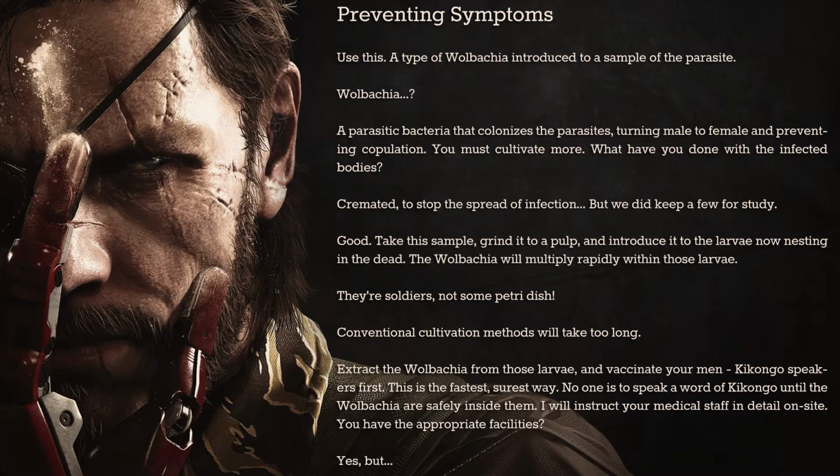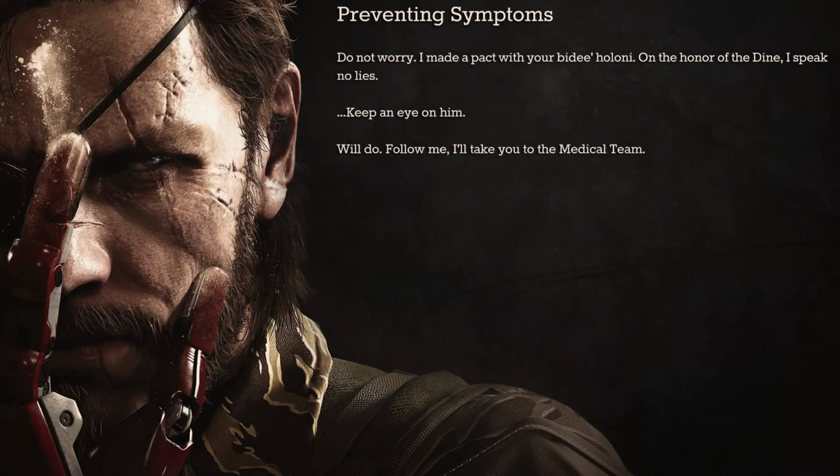Kikongo speakers first. This is the fastest, surest way. No one is to speak a word of Kikongo until the Wolbachia are safely inside them. I will instruct your medical staff in detail on site. You have the appropriate facilities. Yes, but do not worry. I made a pact with your bit de Cholone on the honor of the Dene. I speak no lies. Keep an eye on him. Will do. Follow me. I'll take you to the medical team.